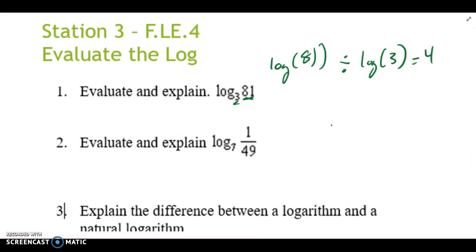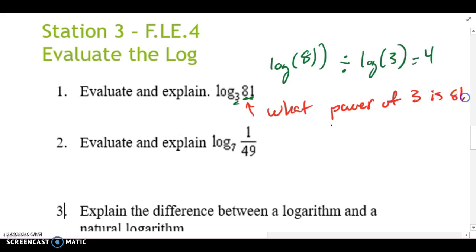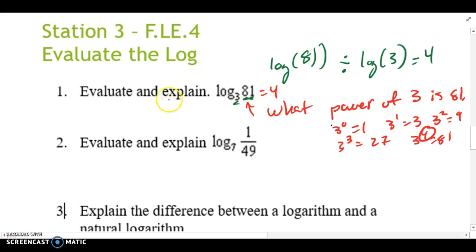Okay. The other way to talk about it, if you want to show it this way, is what power of 3 is 81. So you just go through your powers of 3 until you get 81. So 3 to the 4th is 81, so that means this equals 4. So you could do it in red or green, but the explain part is what I'm looking for here, not just the 4s. Okay, so make sure you have an explanation on how you choose to solve it.